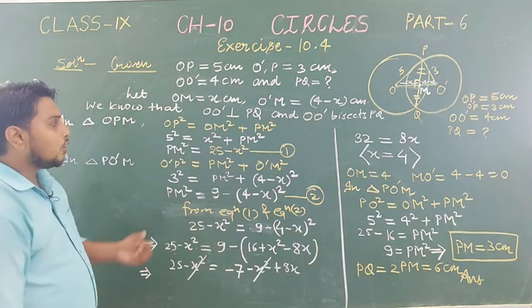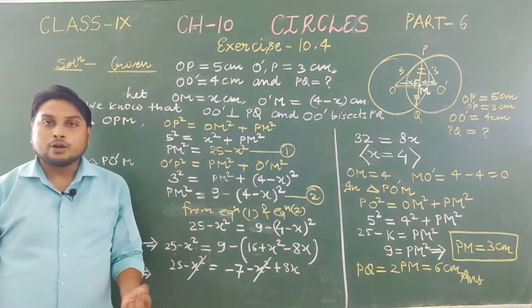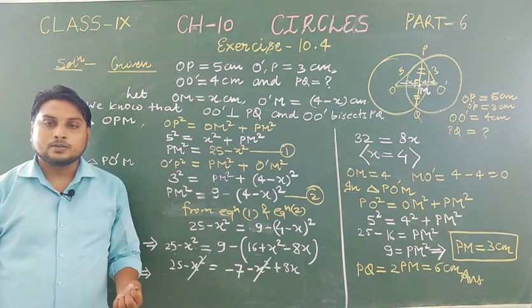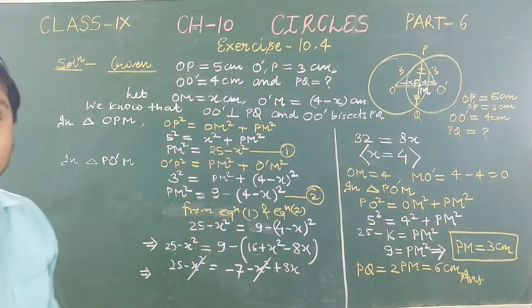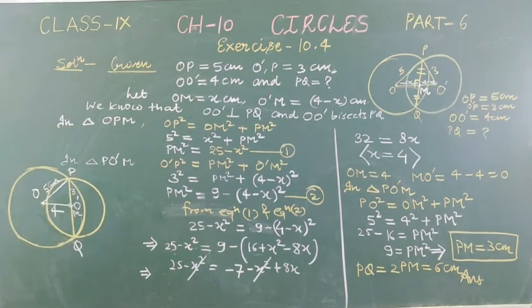Now students, according to the values, what will be the correct figure? Okay, let us see. Students, according to the values, this figure is correct. See, here is the circle of radius 5 centimeter and this is the circle of radius 3 centimeter.